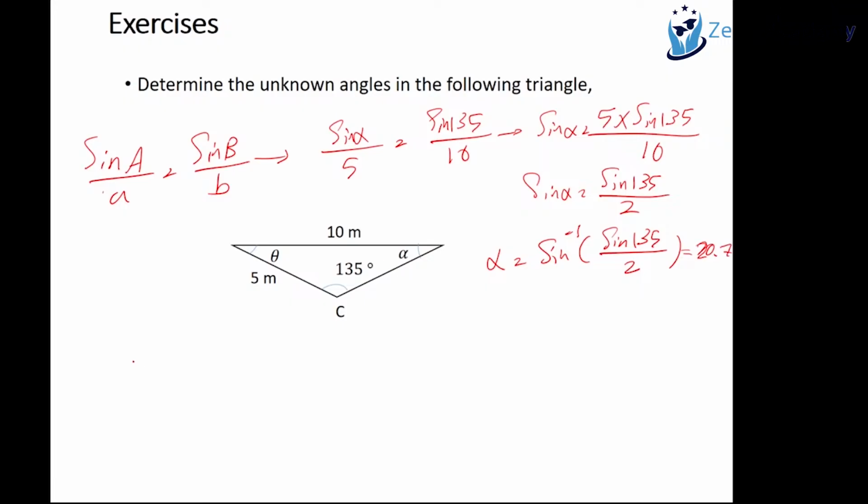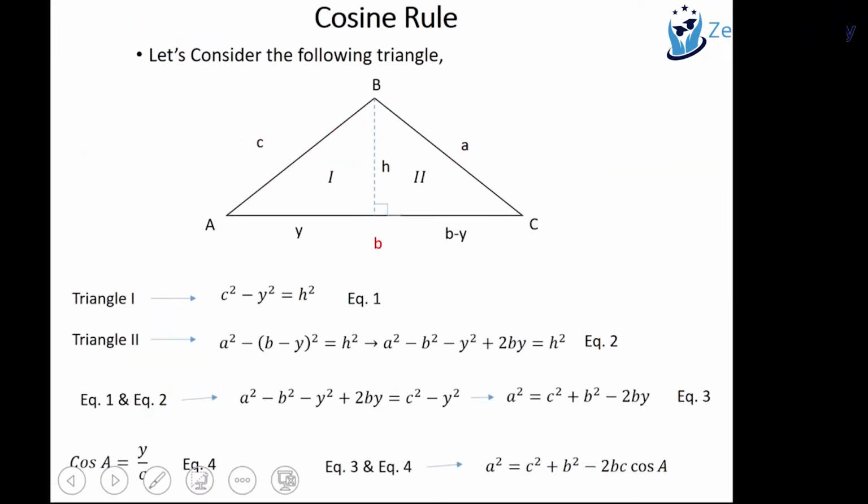Now that I have the value of the alpha, which is 20.7, I can find the theta by using the sum of the angles should be 180 fact, right? So it would be 180 minus 135 minus 20.7, and that would give me the value of the theta. So you get the idea. So using the sine rule, you have to see the unknowns and use the other rules, other facts on triangle to make your job simpler in finding the unknown parameter. Let's try another one.